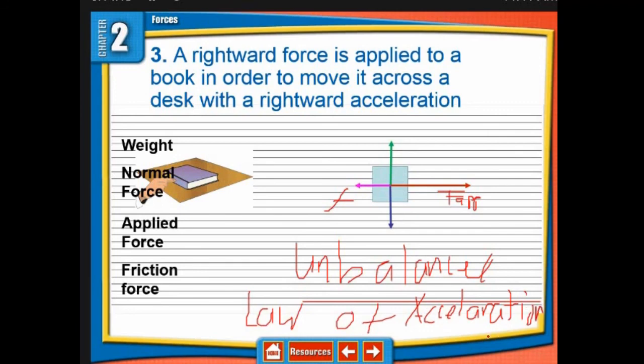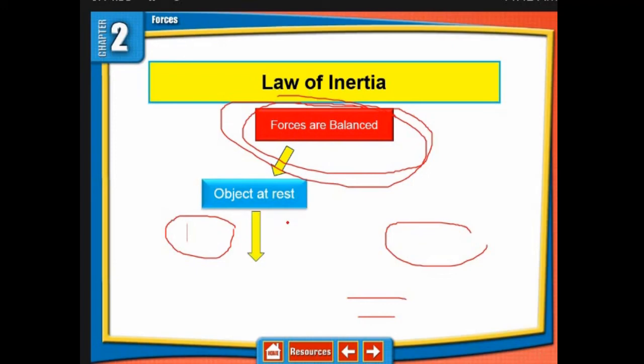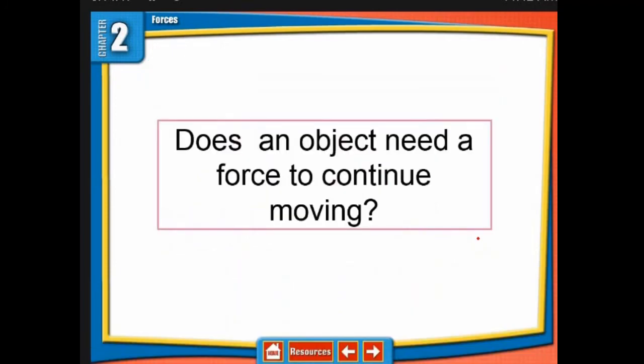So I hope this one is clear. The law of acceleration and the third law of motion, which is the law of interaction, would be discussed in the next video. But for now, let's go back to the law of inertia. Again, I hope this one is clear. When forces are balanced, meaning the net force is zero, an object at rest will remain at rest. An object in motion, meaning if it's moving, will remain moving with the same speed in the same direction forever and ever. So we have here the last and final question.